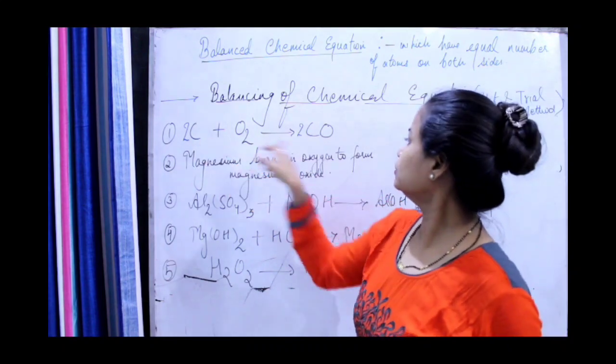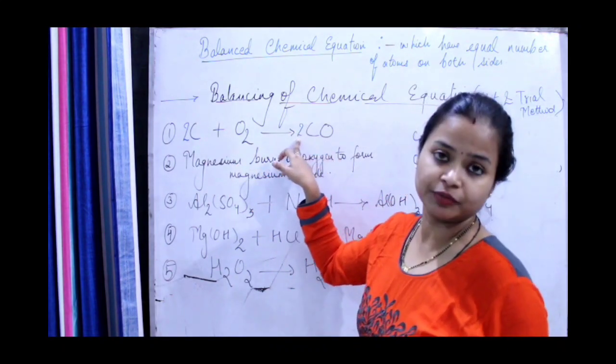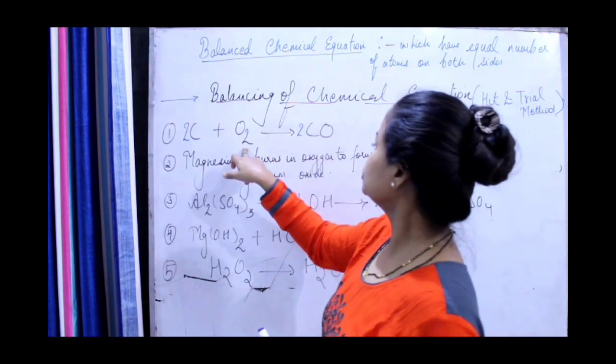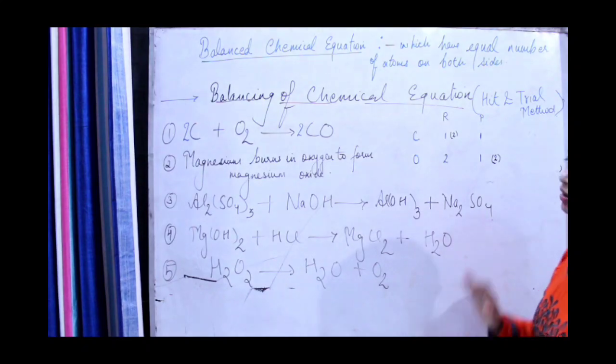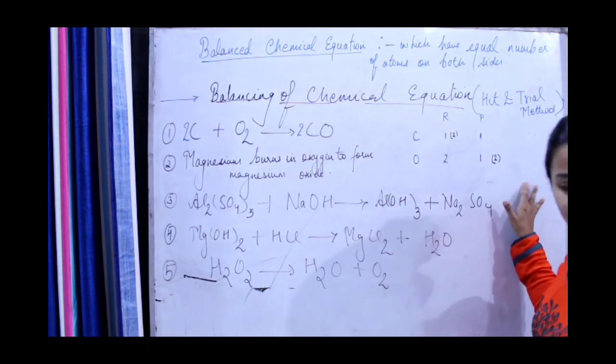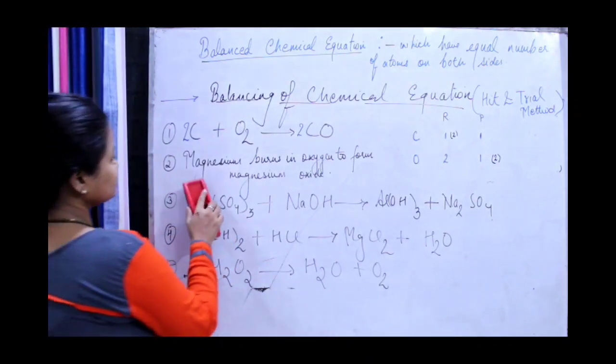Carbon 2 here, 2 here. When I am writing 2, that means carbon, oxygen both have become 2. Okay. Oxygen 2, here also 2. So it is balanced, the simplest one. Is it clear to all of you, the first one? Okay. Then now we'll see this second.